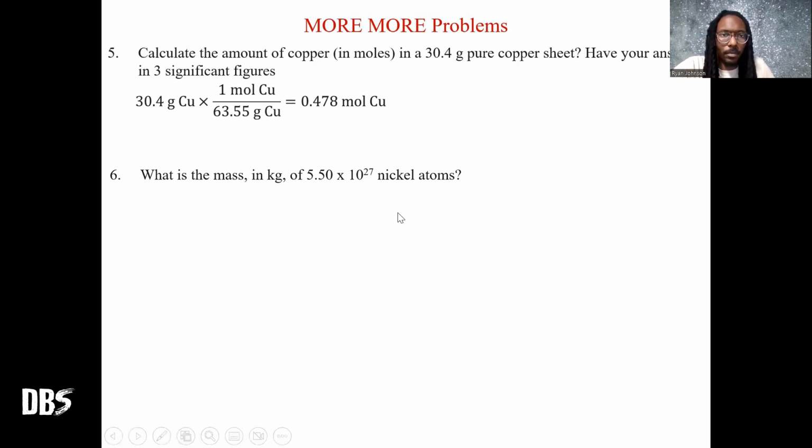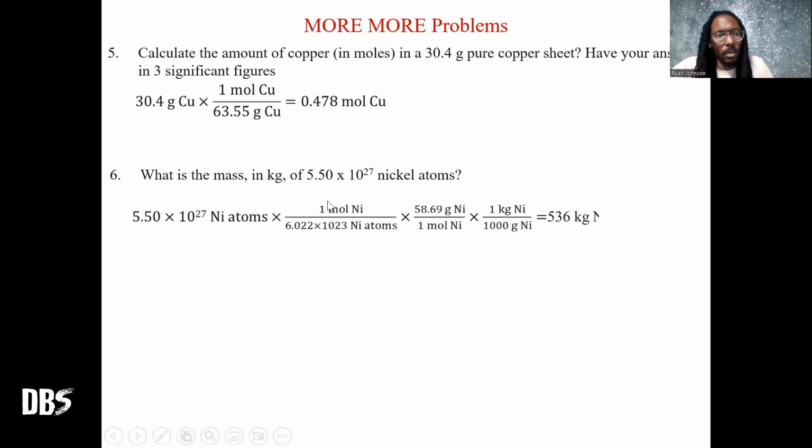Look at the next one. What is the mass in kilograms? Now, in this case, all right, we got to get to kilograms, but they give us something in atoms, right? Nickel atoms. We have 5.5 times 10 to the 27 nickel atoms. All right, do not let these atoms confuse y'all. Okay, do not let this confuse you. All right, let's break this down. How do we go from nickel atoms to kilograms? So we have our given 5.5 times 10 to the 27 nickel atoms.